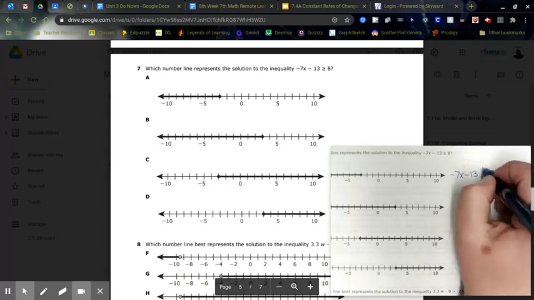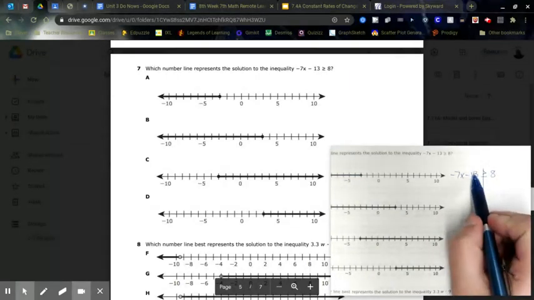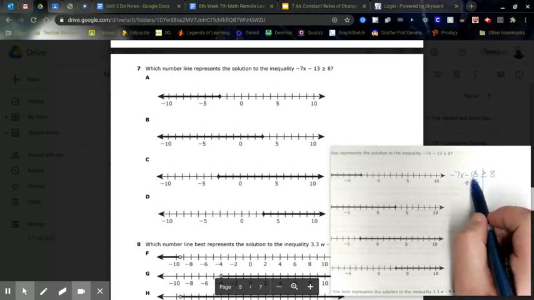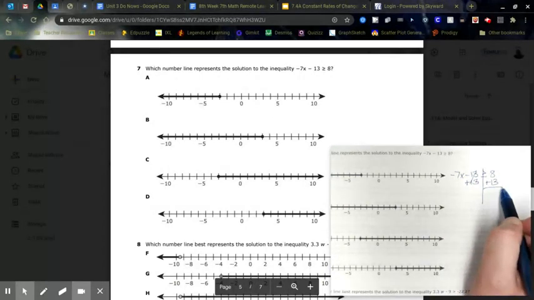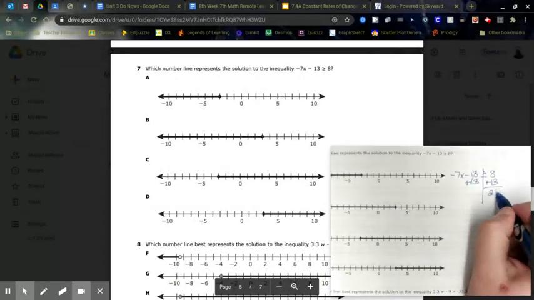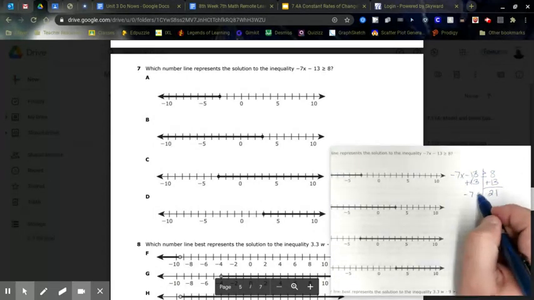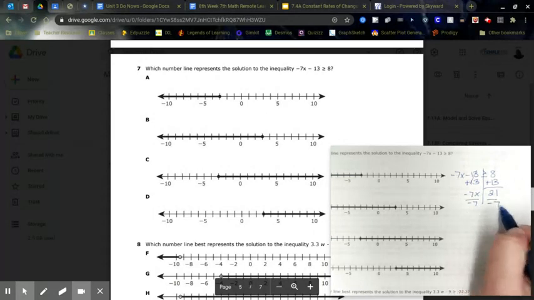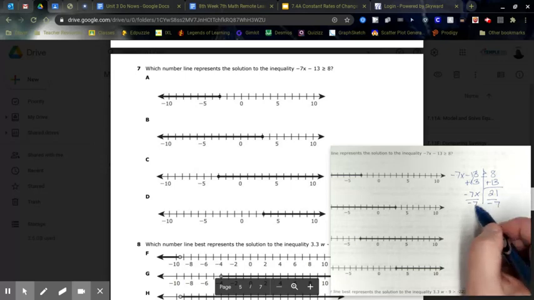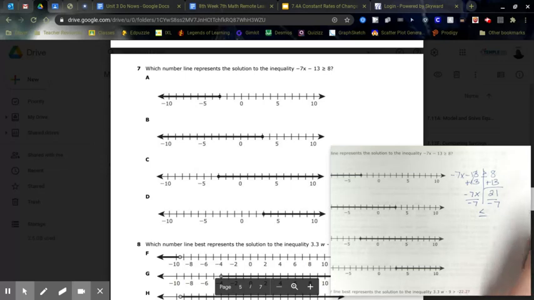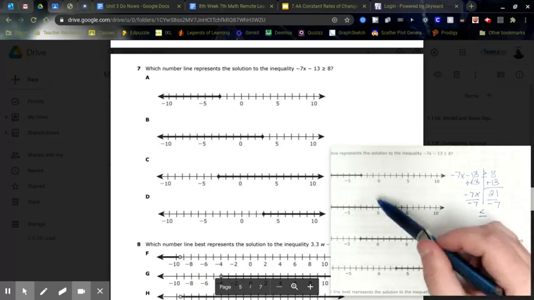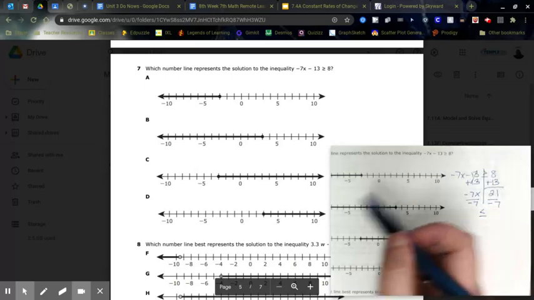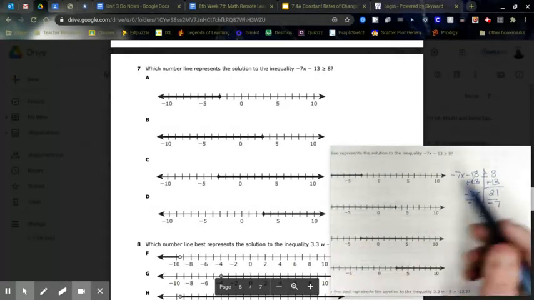Okay, so we're going to solve it just like normal. That's a negative 13, so I need to add 13. Add 13. 8 plus 13 is 21. And then I have negative 7x left. That's negative 7 times x, so I want to divide by negative 7. I divided by a negative, which means I need to flip that sign from greater than to less than. So if it's less than, that means it's one of these two that shades to the left, because it always shades the way it's pointed. So I know it's not C or D already.